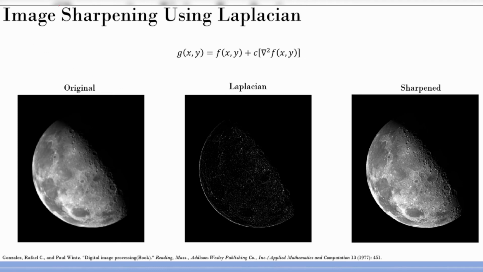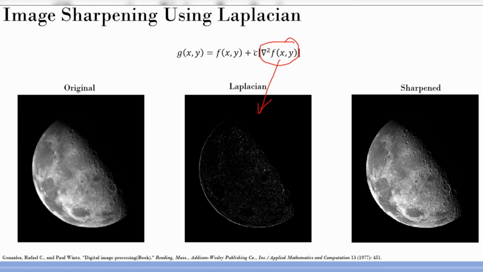So this is an example. Image sharpening using Laplacian. Originally we have the moon image again. If I do a Laplacian, I will get the edges. You can see there is no particular orientation which is getting highlighted. It just enhances all the edges. So what is this operation I am doing? This is the Laplacian, and that image is here.